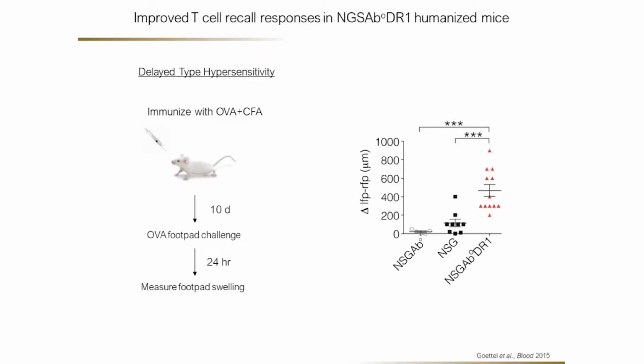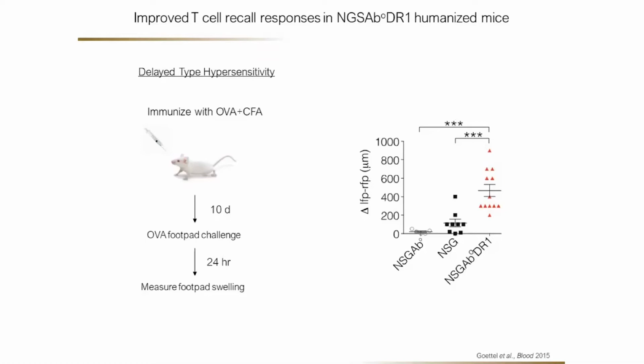So on the right, what you'll see is that these NSG AB0 mice don't have any of the class 2 molecules. They're deficient for mouse class 2 and human class 2. So they really don't have CD4 T cells circulating. You can find a few, but not very many. And as you might expect, they don't have a recall response. The NSG mice have a slightly better recall response, but in our transgenic DR1 expressing mice, you see it's dramatically improved compared to just the NSG.